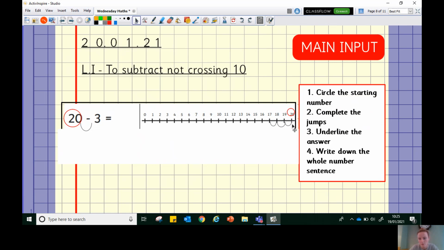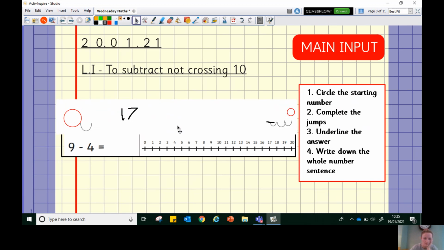So can you see? Complete the jumps. 1, 2, 3. And then it says number 3, underline the answer. I'll just do a pen with that. I'm going to underline the answer. And then I need to write it down in my number sentence. Okay, so I wonder if you can have a go at that.